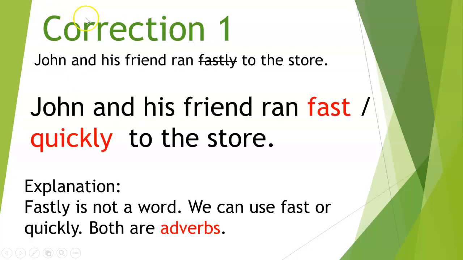Well, the mistake is with the word fastly, right? We cannot say John and his friend ran fastly to the store. We can say John and his friend ran fast to the store. Or even more common is if we say John and his friend ran quickly to the store. And the reason why is because fastly is not a word. We can use fast or we can use quickly. Fast and quickly are both adverbs, but fastly is not a word.